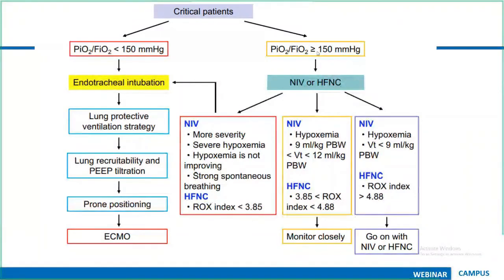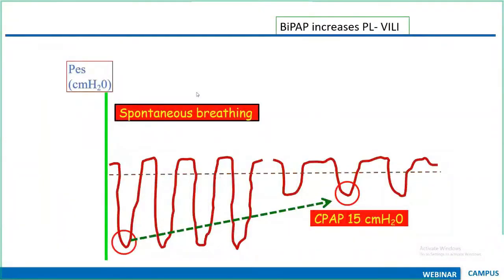If the oxygenation is mildly impaired, with a PF ratio more than 150, you start the patient on NIV or an HFNC. Then you can monitor these persons and see whether they are deteriorating. If they are showing a deteriorating trend, immediately you have to intubate the patient. So here, how will we optimize the patient on NIV?